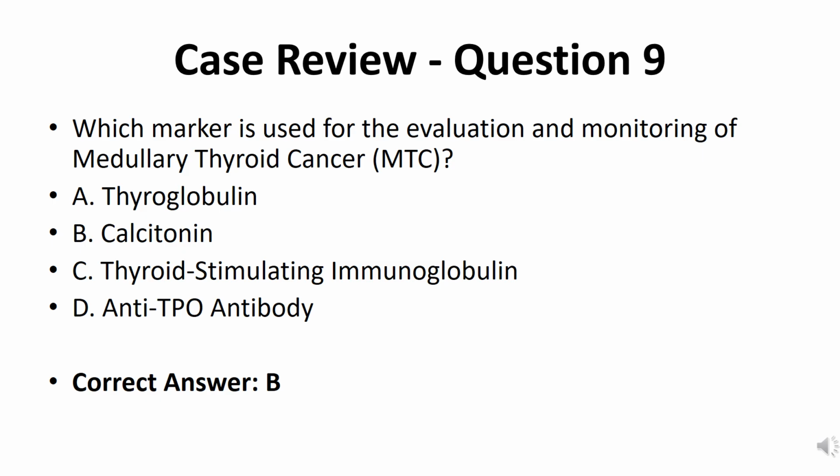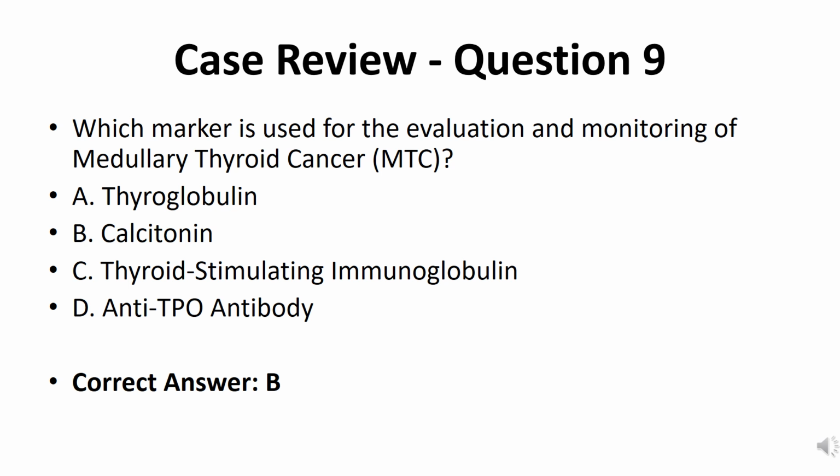Medullary thyroid carcinoma may occur sporadically or as part of inherited syndromes linked to RET mutations. These inherited forms are especially associated with multiple endocrine neoplasia type 2, also called MEN2. Because of this genetic association, family screening and genetic counseling often become important parts of management.